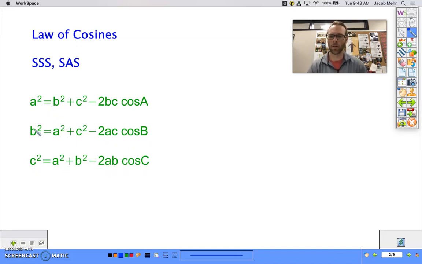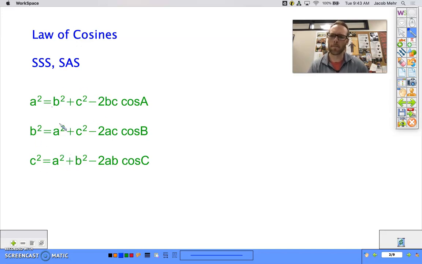So notice they're all very similar. We're just naming them different. Really, we could have one law of cosines and just change how we name it. But here's our three options. So the question becomes, where does this come from? Where does this law of cosines develop from? How do we figure this out?